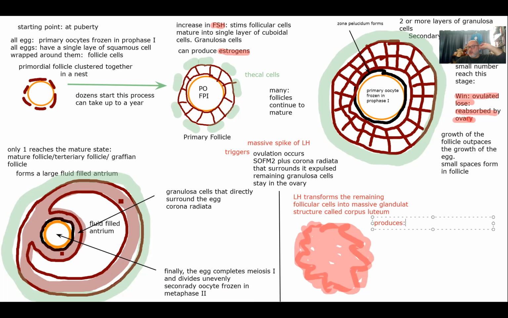What hormones or classes of hormones are produced by the corpus luteum? Estrogens. That's not surprising, seeing as the follicular cells did that. But does our corpus luteum produce anything else? Progestins, excellent. It produces estrogens and progestins. Massive amounts of estrogen and progestins.